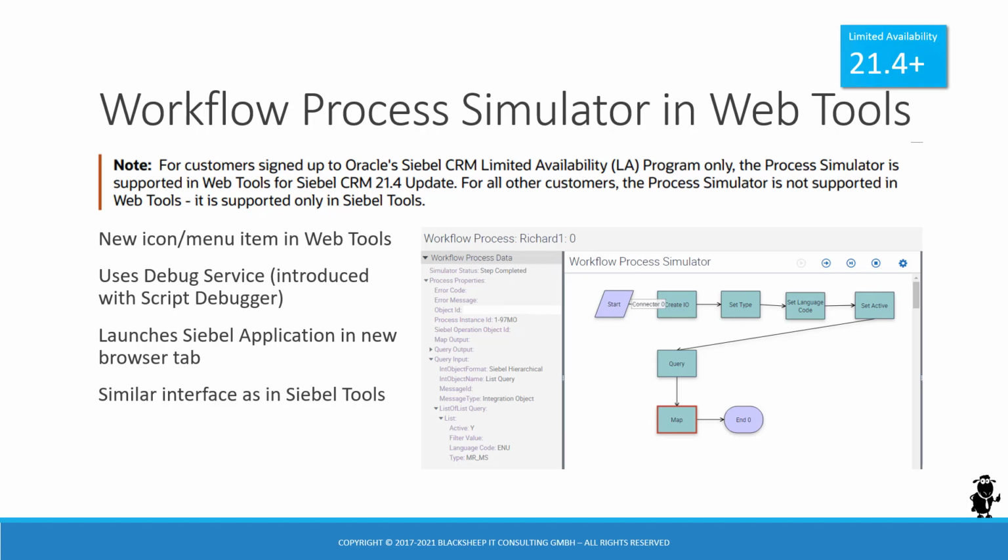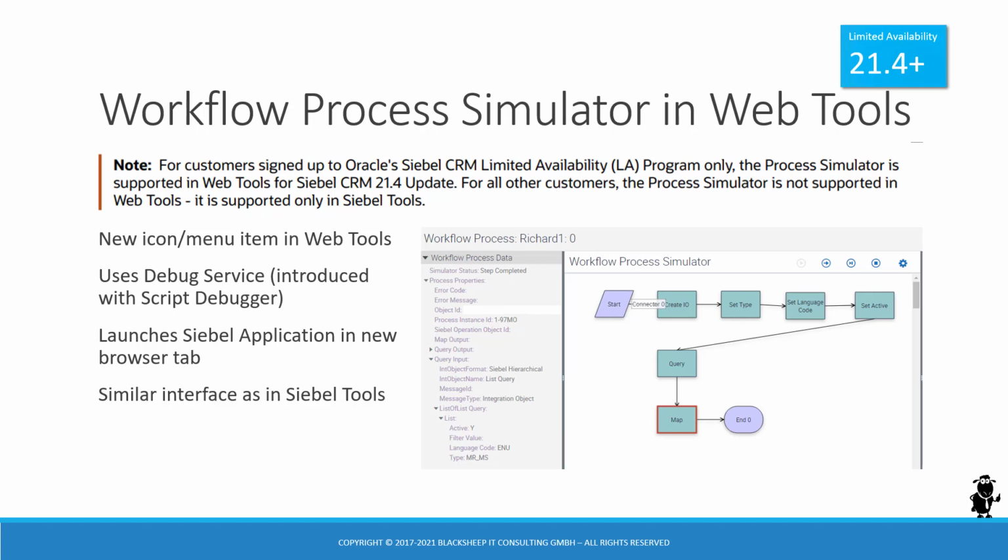The workflow is shown in the simulator along with the workflow process data, aka the watch window. Internally, it uses the same debug service that was introduced in 20.11 with the script debugger. So that service needs to be in place. And like the script debugger, when you start the simulation, it launches the Siebel application in a new browser tab, and you have to log into that application session, which loads the current workspace, etc.